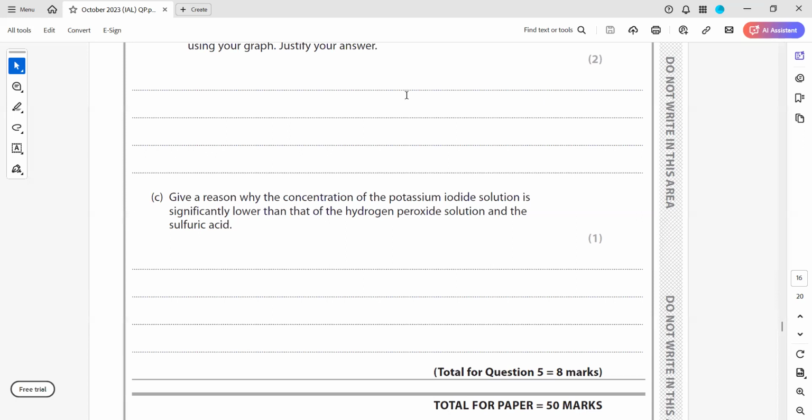Give a reason why concentration. Yeah. So why concentration of potassium iodide solution is significantly lower than hydrogen peroxide. So hydrogen peroxide and sulfuric acid are actually in excess, so that their concentration won't affect the rate. Because whenever we are investigating the factor affecting the rate, the rate of the reaction is only affected by the change in iodide concentration, and that's why we keep hydrogen peroxide and sulfuric acid in excess.